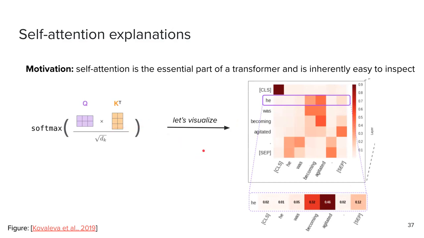Here, for example, we have "he was becoming agitated", and on the column side we have the same sentence. Each weight tells you the importance of a word for other words in the input. Here, for example, we have high weights between the word he and becoming agitated. Looking at this and knowing something about language and linguistics, you can say maybe this attention head, these weights here, are capturing subject-main-verb relations in a sentence. So you now learn something about relations of the words in a sentence rather than the words individually.